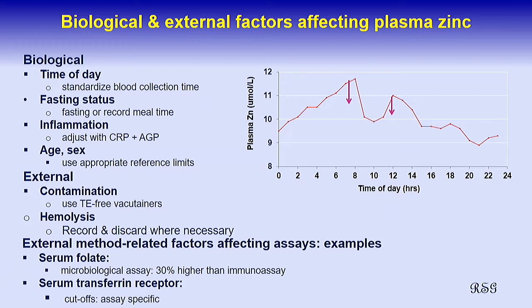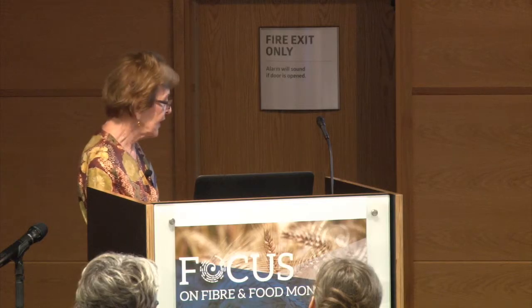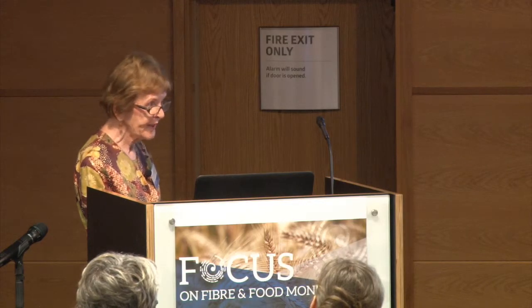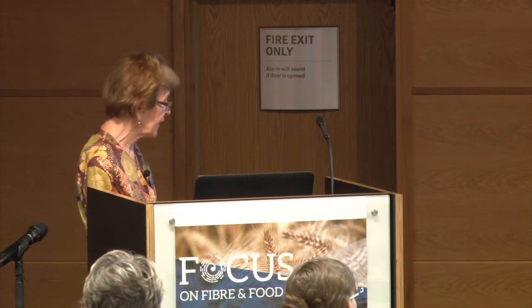In terms of external factors, as I've mentioned, plasma zinc is affected by contamination, so we have to use these special trace element 3 Vacutainers, and also by hemolysis. There are some external method-related factors that affect assays that we must bear in mind, particularly if we're actually comparing our data across studies. One of the examples, of course, is with serum folate. If we use the recommended microbiological method, that yields values that are 30% higher than the immunoassay.